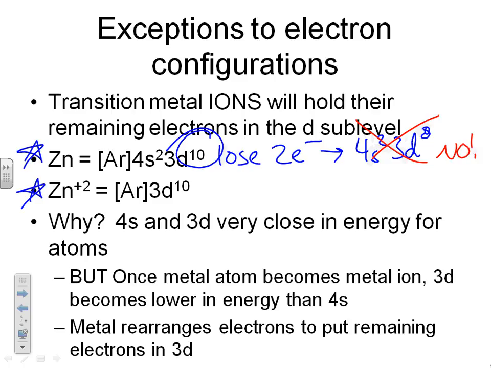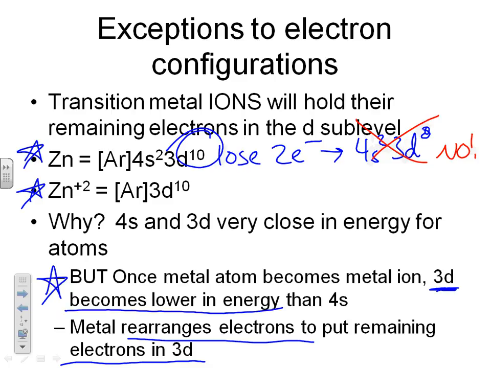Instead, what happens is as soon as we start losing electrons, now the atom, the ion I should say, will start to shift its electrons to put all the remaining electrons in the d sublevel. And this is true of all transition metals. All of them. As soon as they become ions, we actually get a change in the energy of the d sublevel.